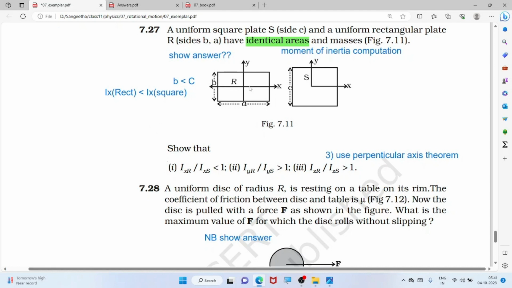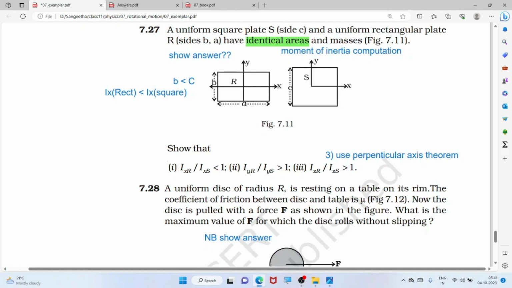Here the moment of inertia about the x-axis of this rectangle is less than this one, because when you say x-axis, we have to consider the distance from the x-axis. That distance is less here in this rectangle than here. So the moment of inertia about the x-axis is less for the rectangle because the distance is less here and more here. Using this rule, this B is less than this C.